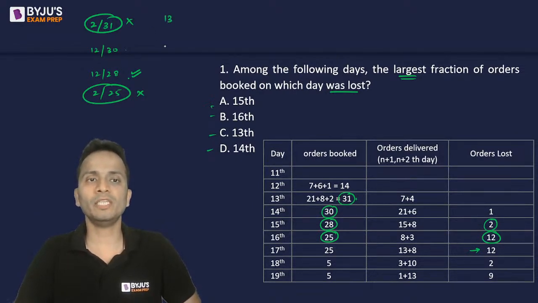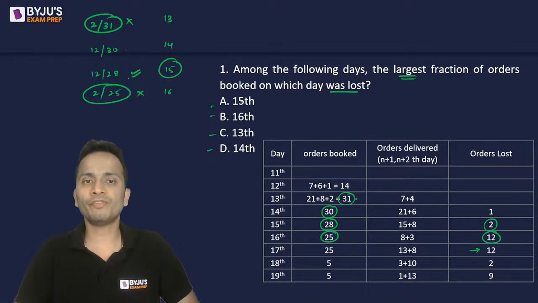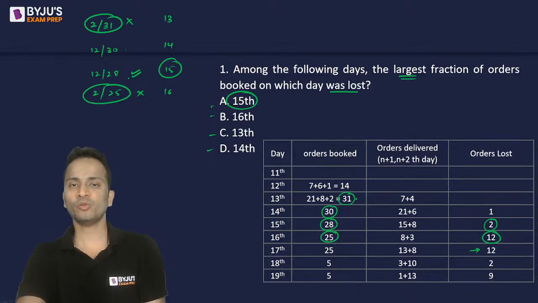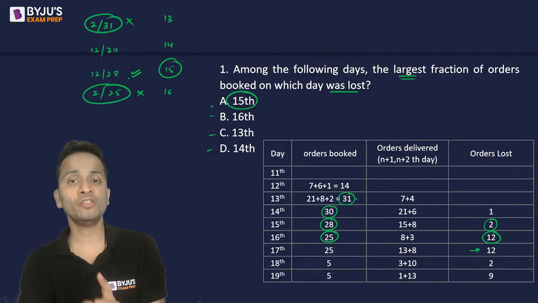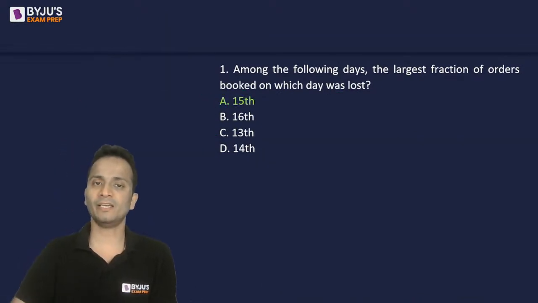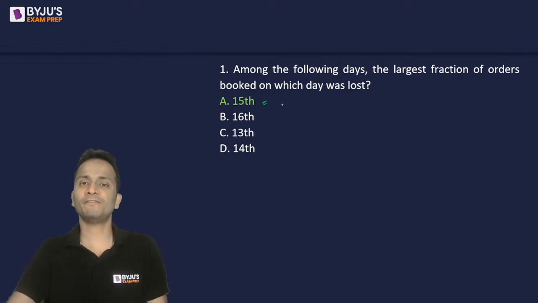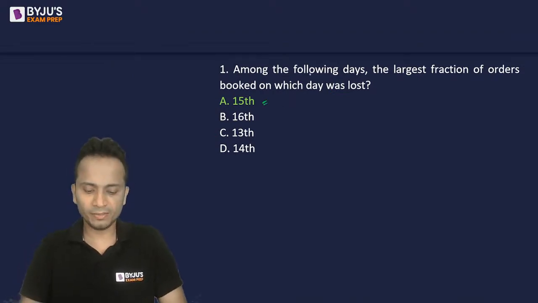So these were the 13th, 14th, 15th, and 16th. So the answer should be the 15th. The largest fraction of orders booked on the 15th of this month were lost. So the correct answer here is option A, that is 15. All right. Next question.